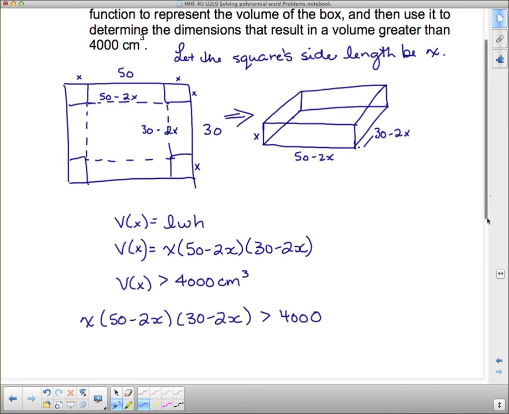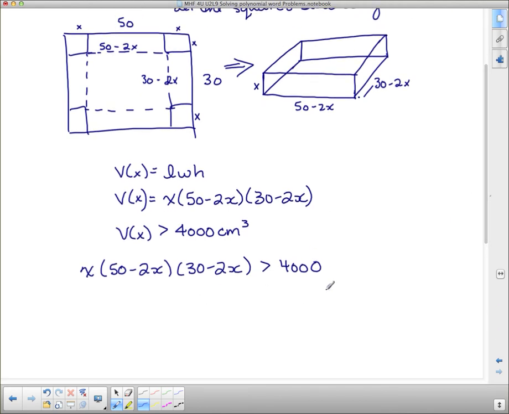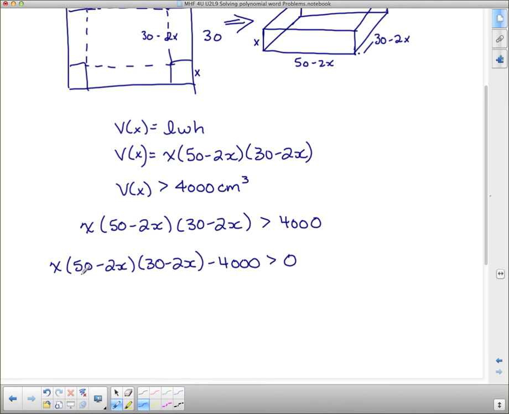Now, we know that to solve this inequality, we're going to have to rearrange it and get one side equal to 0. So I'm going to subtract 4,000 on both sides. x times 50 minus 2x times 30 minus 2x minus 4,000 is greater than 0. Now I could expand this out, but I'd rather not. And if I'm using technology, it doesn't matter whether it's expanded, because it can graph it with some unsimplified stuff in there. So we're going to graph it.